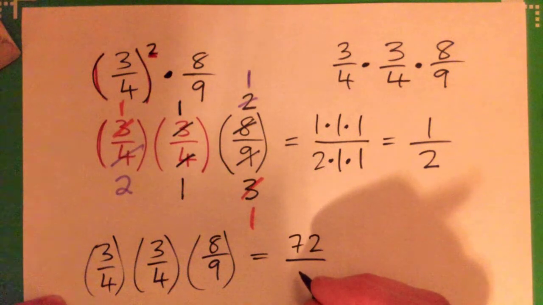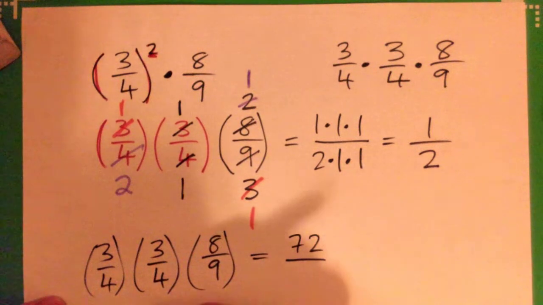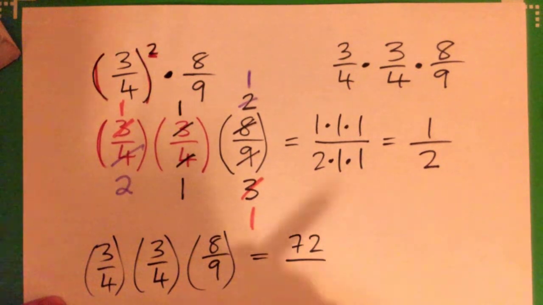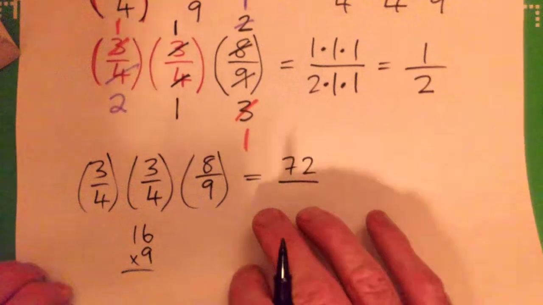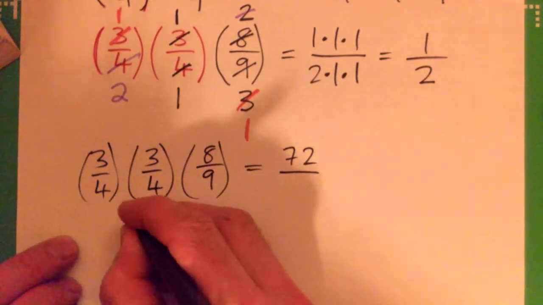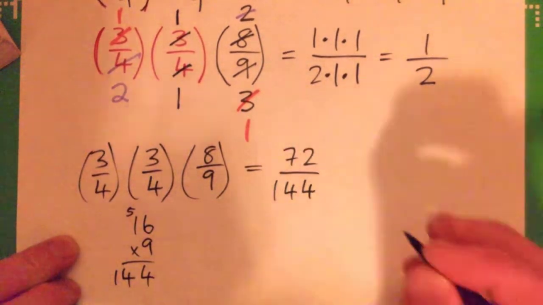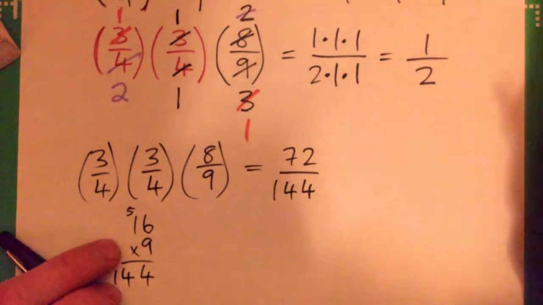Did I make a mistake here? 4 times 4 is 16. Sorry, that's 16 times 9. Right. 9 sixes, 54 carry 5. 9 ones is 9 and 5 is 14. 144, right? So they get that, and then they go, oh, I wonder, can we cross-cancel?